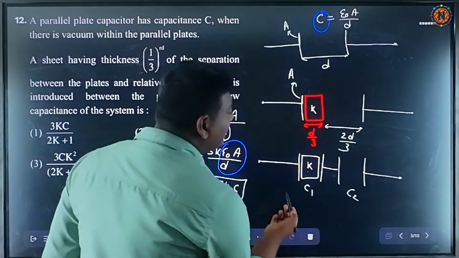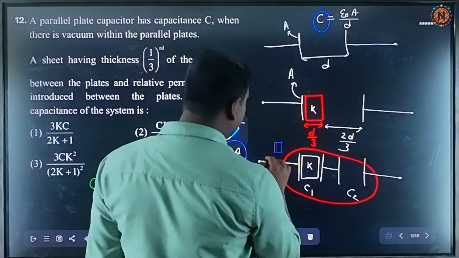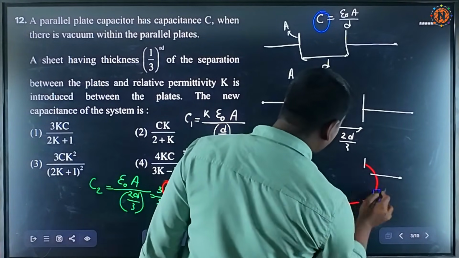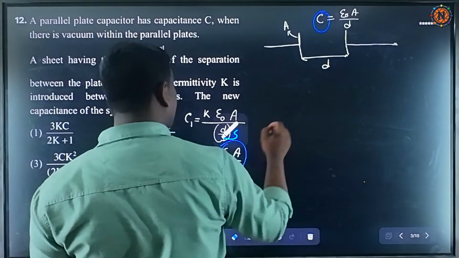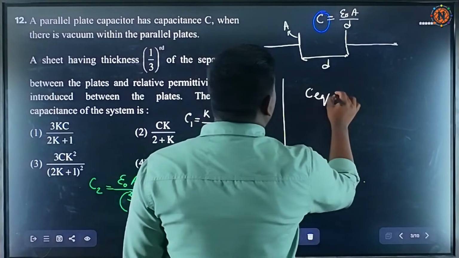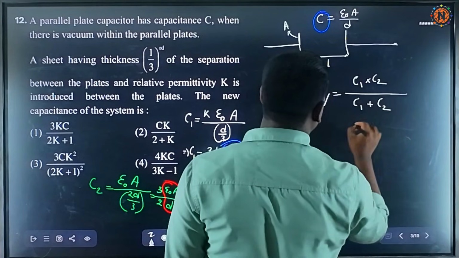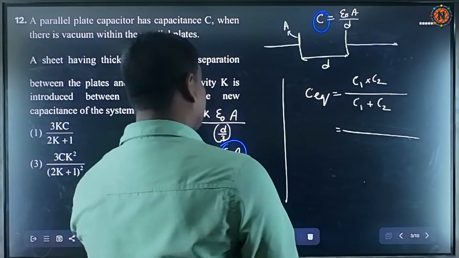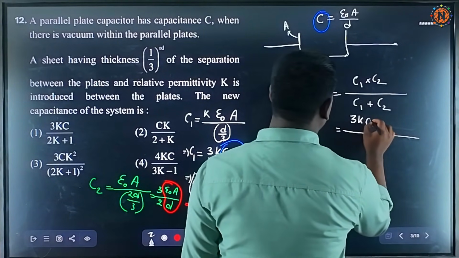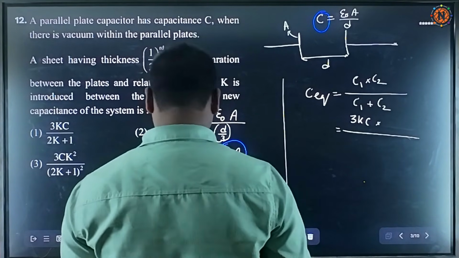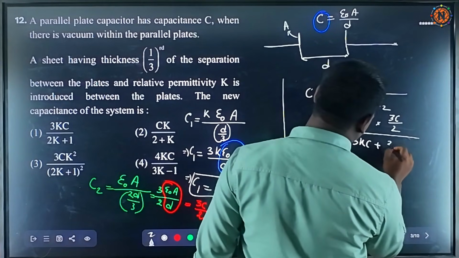See, these two capacitors are in series, so their equivalent capacitance can be written like this. C equivalent equal to C1 into C2 divided by C1 plus C2. This is the shortcut formula for equivalent capacitance in series. So C1 is 3KC, into C2 is 3C by 2, divided by 3KC plus 3C by 2.